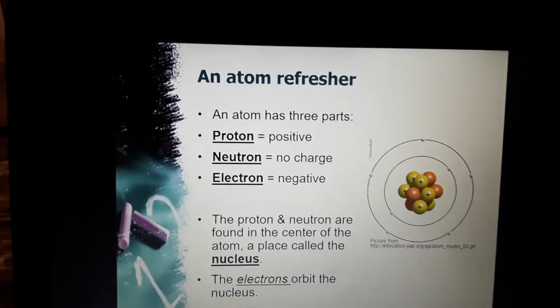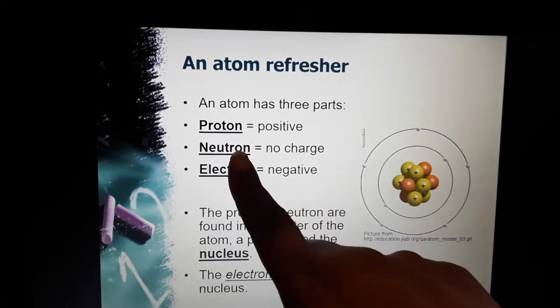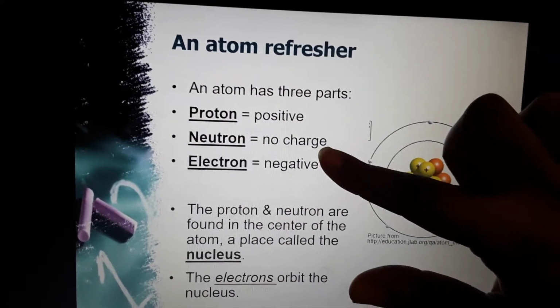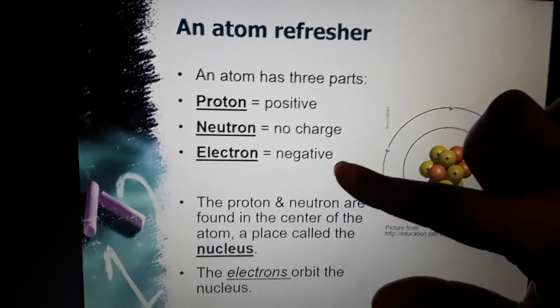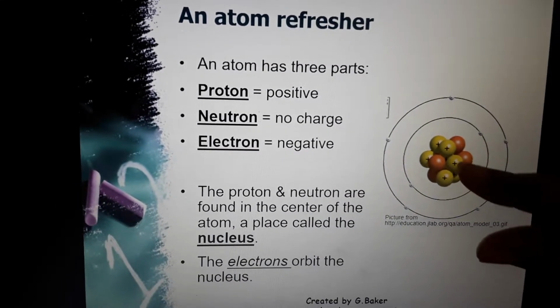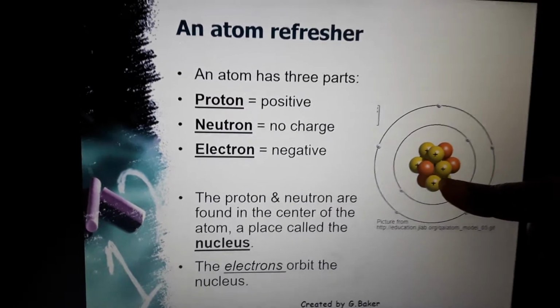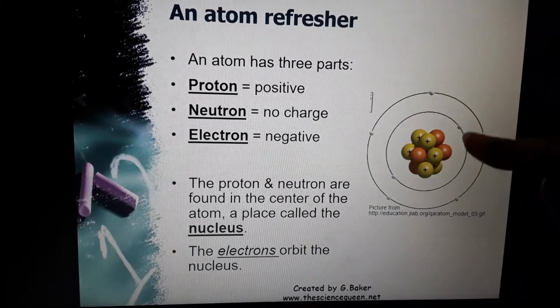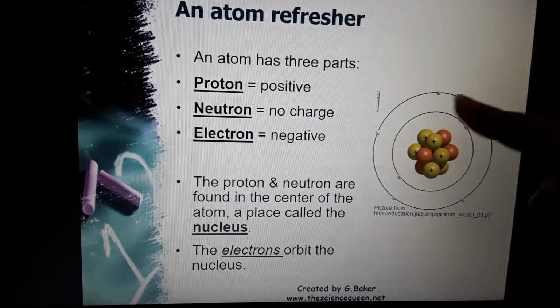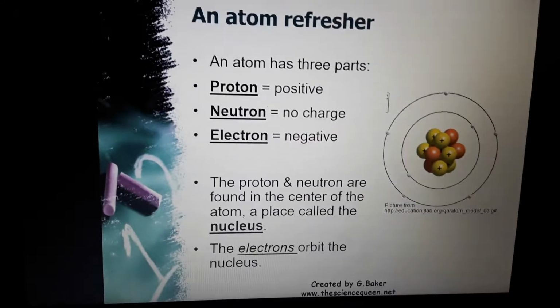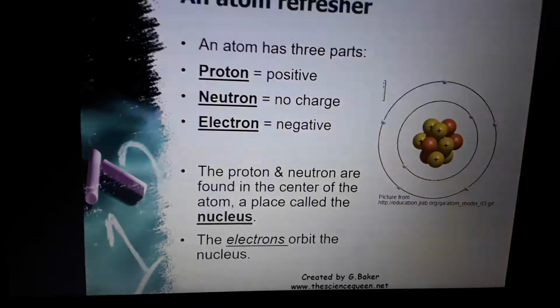When we look at specifically, you're going to have questions on protons, neutrons, electrons when you're on the test. Protons are positive, neutrons are no charge, electrons are going to be negative. You're going to find protons and neutrons in the center here. And then, of course, the electrons are going to be orbiting around the nucleus. So be mindful of that, depending on how they ask the question on the science test.